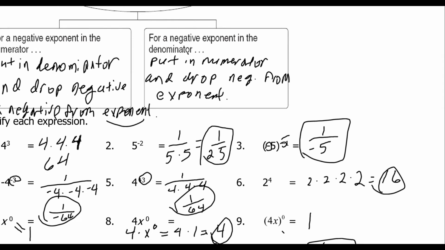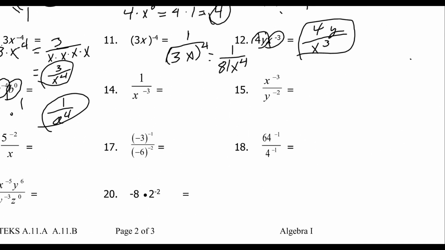Now, if we look back up here at the top for number 14, okay? If we have an exponent in the denominator, it says to put it in the numerator and drop the negative from the exponent. So we're going to take this, put it in the numerator, and then drop the negative. So x to the negative third is going to become x to the third, and that's it.